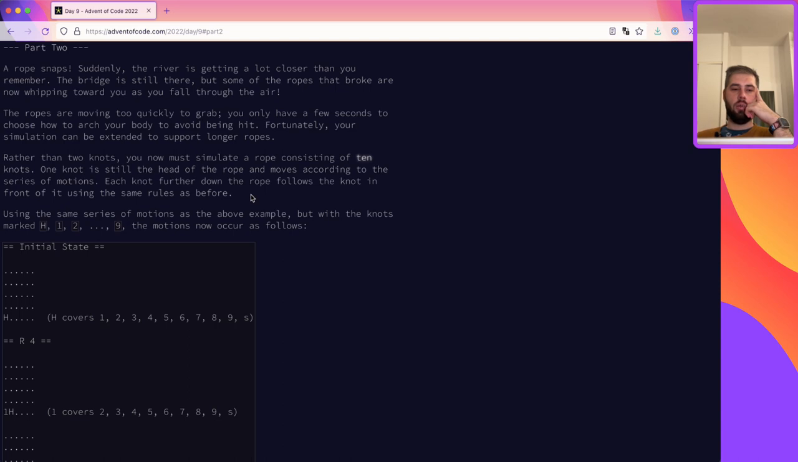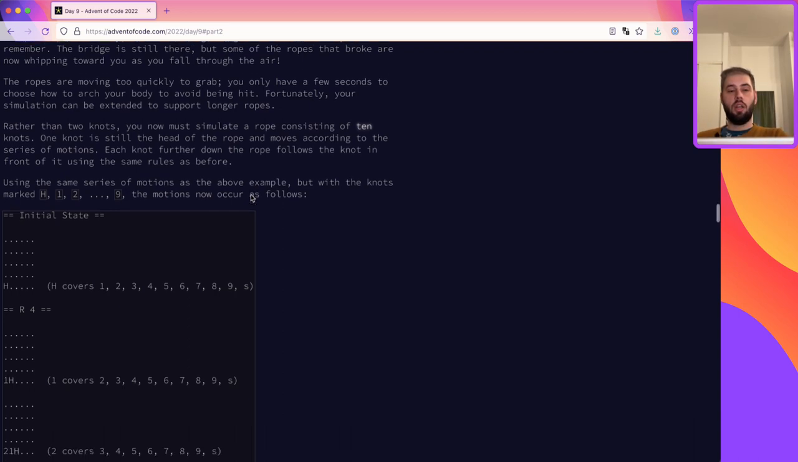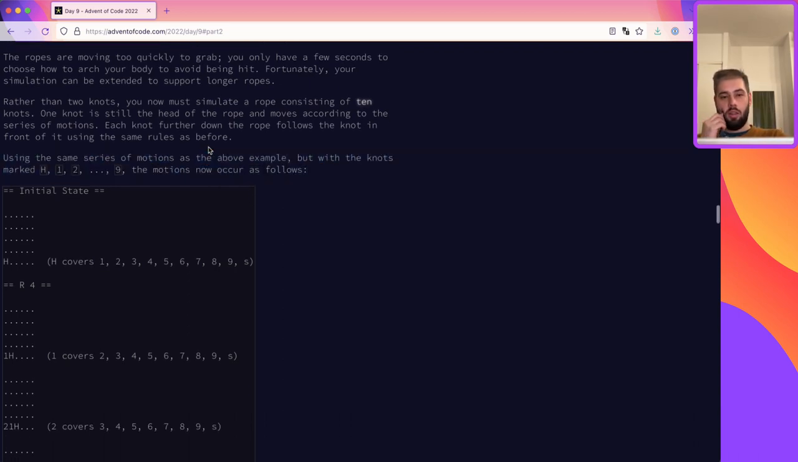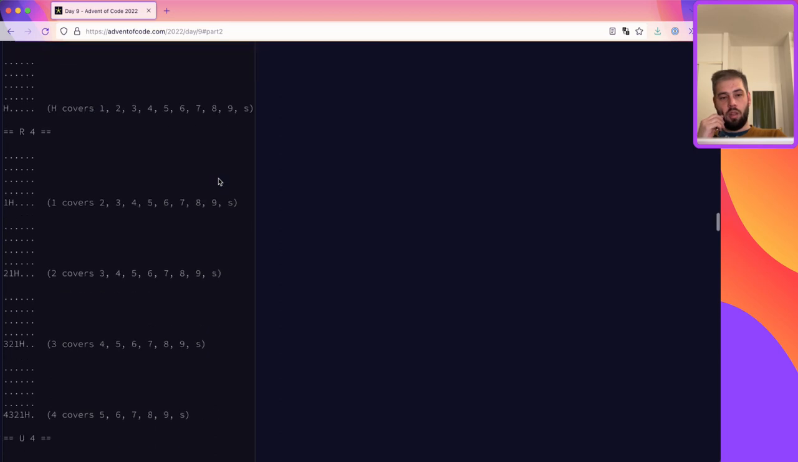Fortunately, your simulation can be extended to support longer ropes. Rather than 2 knots, you must now simulate a rope consisting of 10 knots. One knot is still the head of the rope and moves according to the series of motions. Each knot further down the rope follows the knot in front of it using the same rules as before, using the same series of motions as the above example, but with the knots marked H12. Okay. The motion now occurs as follows.